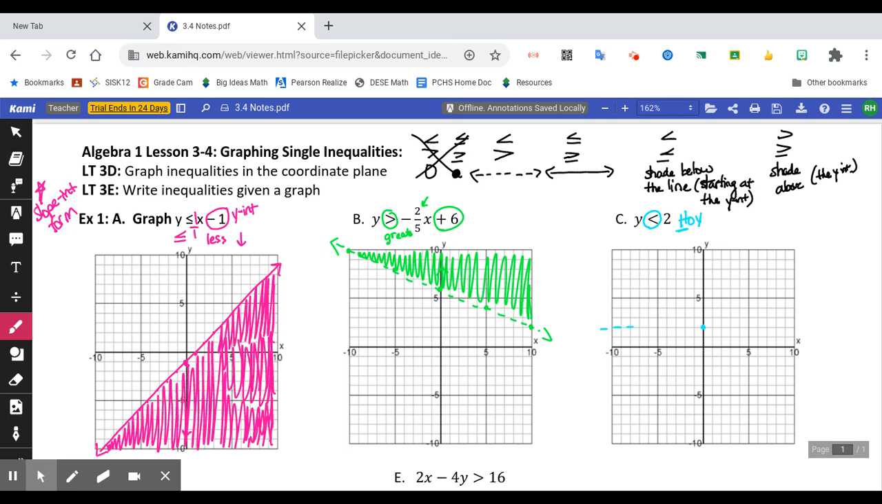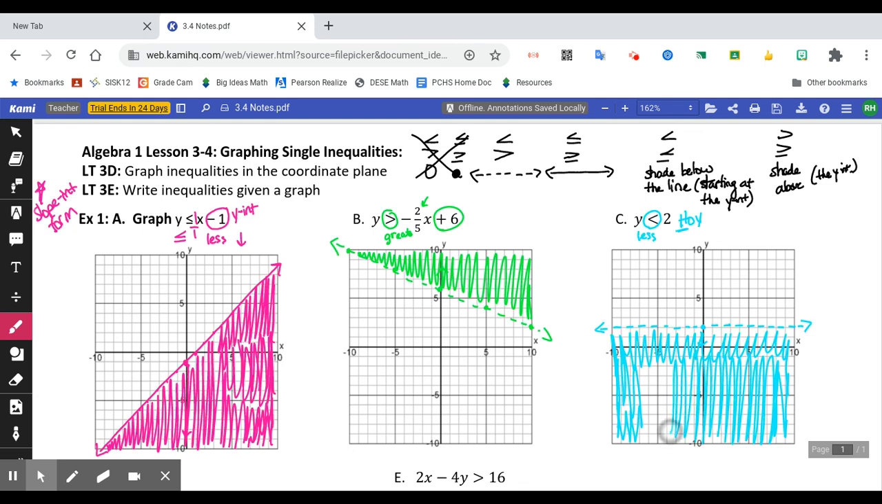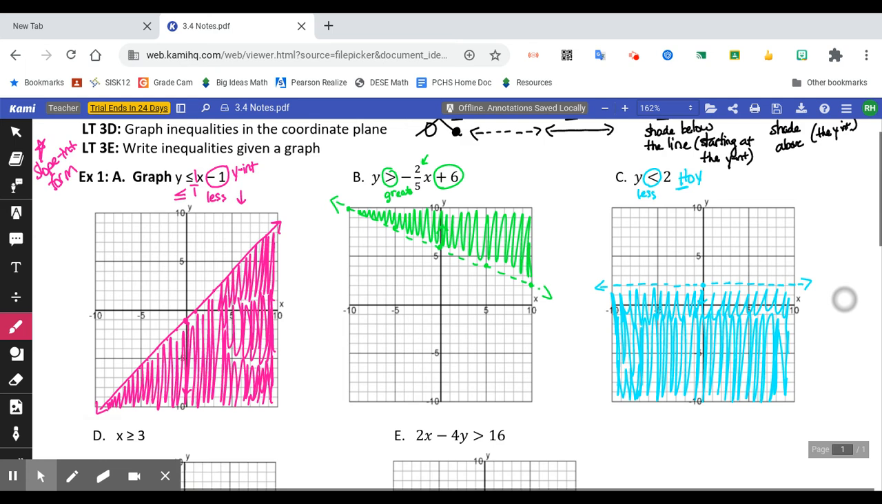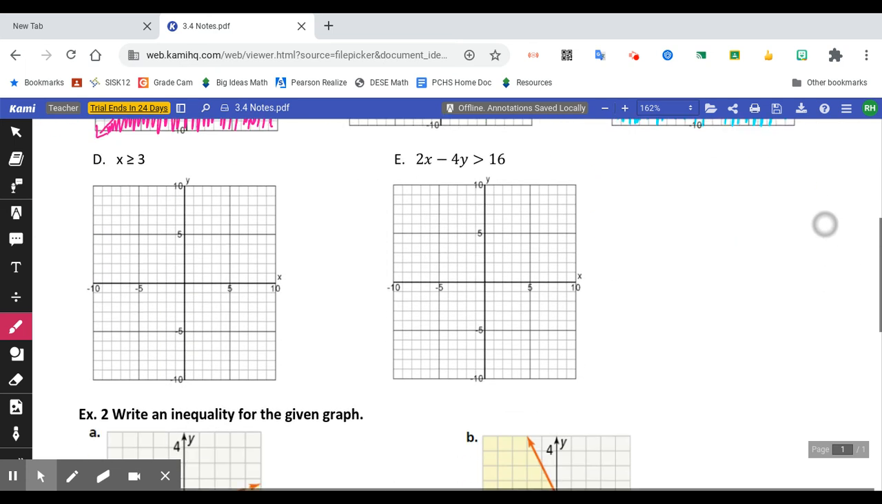So I'm going to do a dash line all the way across at 2, arrows on the ends, and less than means I'm going to go below this line. So that means down here. So everything down here, below my line, below my y-intercept, gets shaded in. Okay? Again, doesn't have to be perfect, just needs to show that you understand which side it's going.